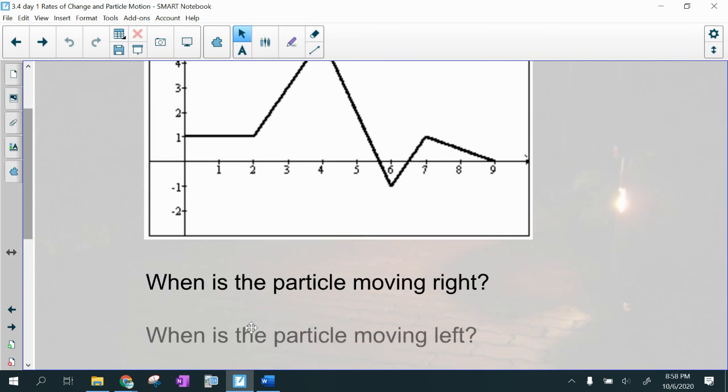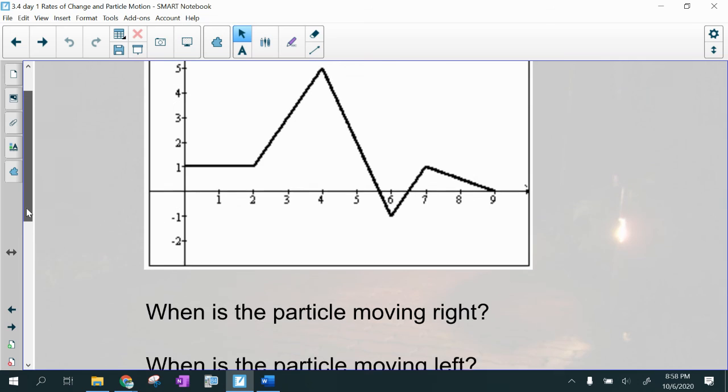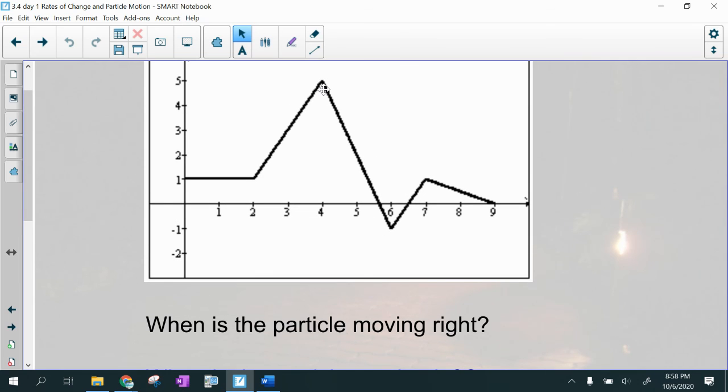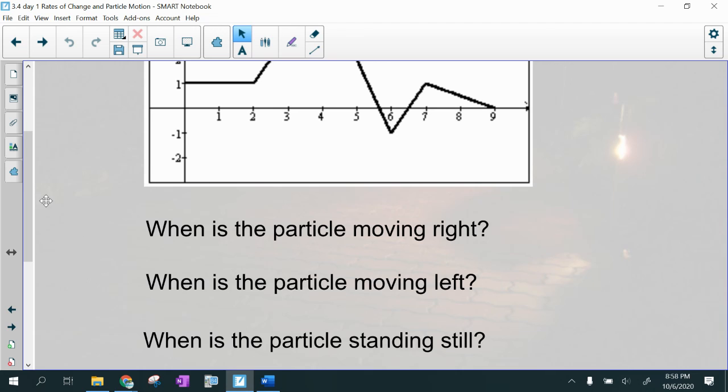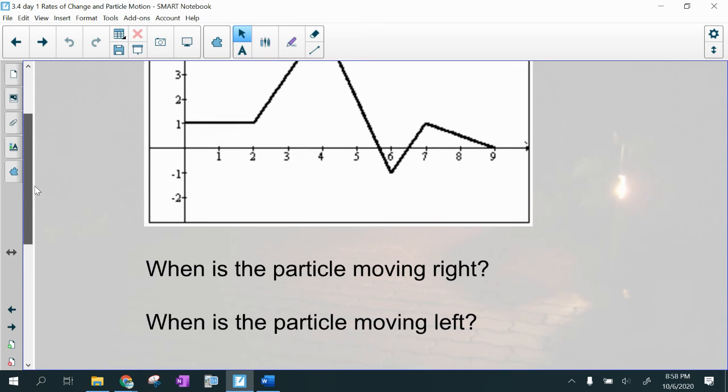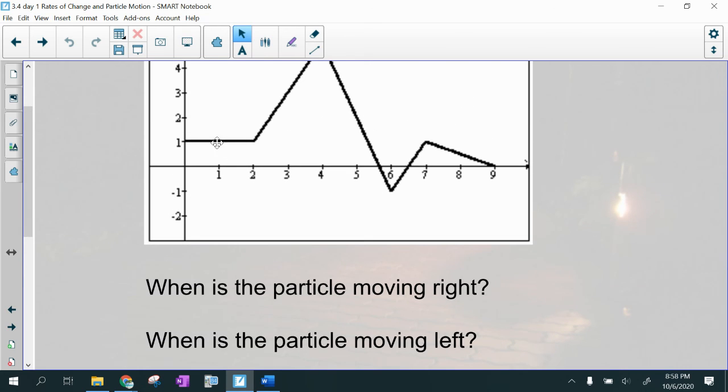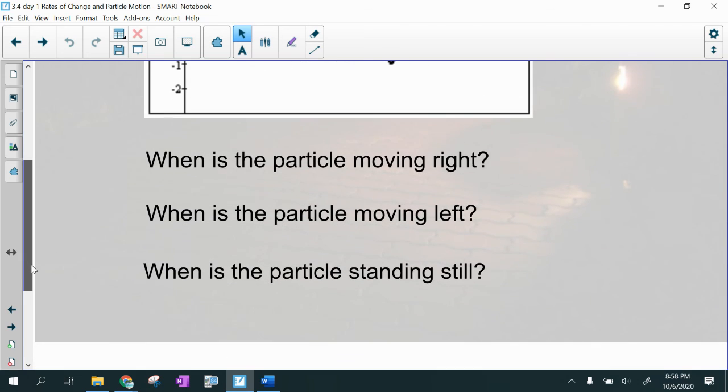Next up, when is the particle moving left? Well, I'm looking for when my slope is negative. So I'm going to say in between 4 and 6 and in between 7 and 9. And then finally, when is the particle standing still? I'm going to say when is my derivative equal to 0? That's in between 0 and 2.